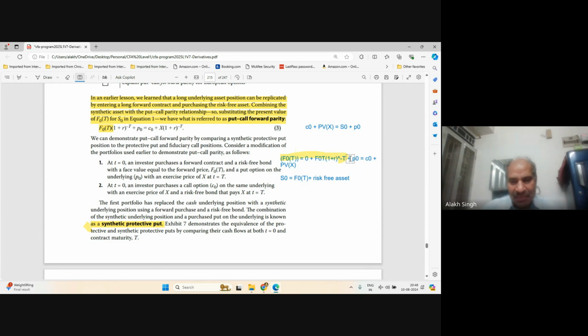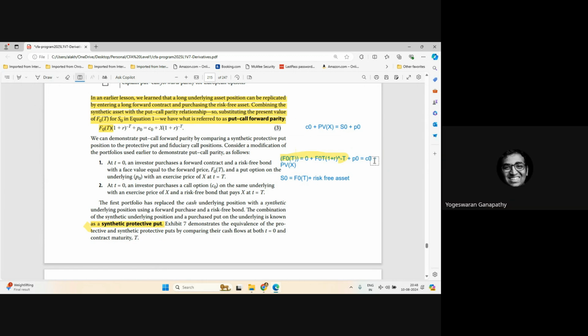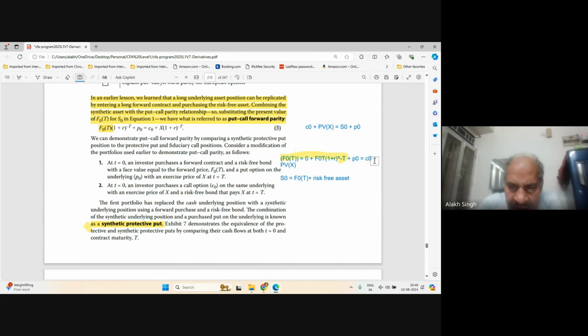So sign the agreement, then plus P0, that becomes a C0. So then, mathematically, PV of x and F0T of (1 plus r) to the power minus T, they should get cancelled, right? Yes, if F0T is x. So they got cancelled, but still you have to have this F0T. F0T plus P0 is equal to C0.